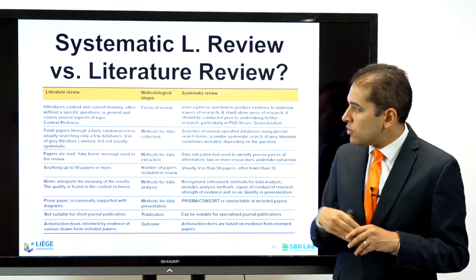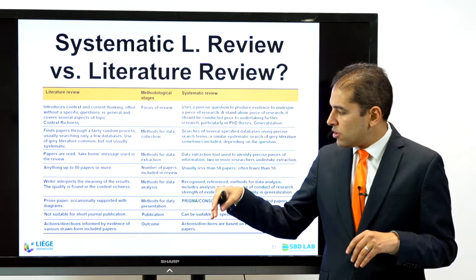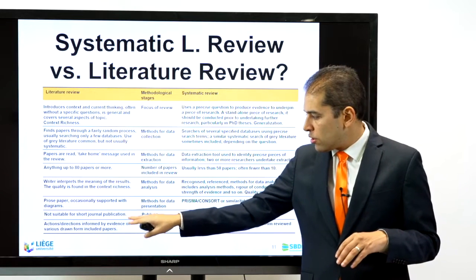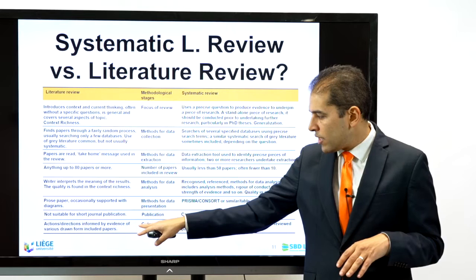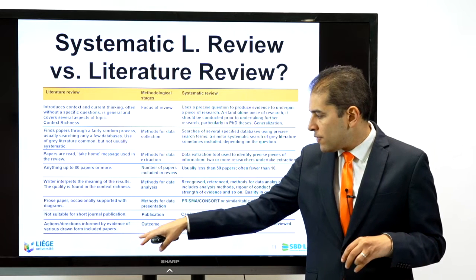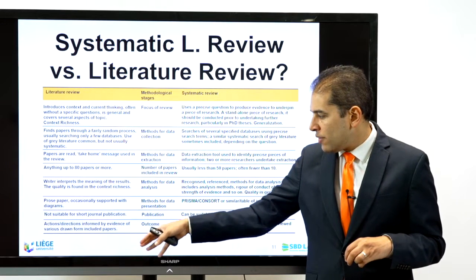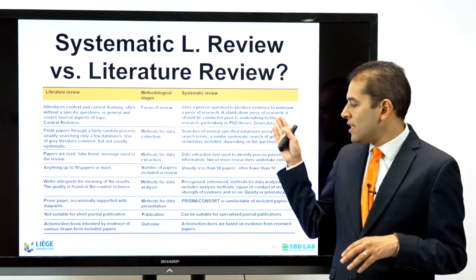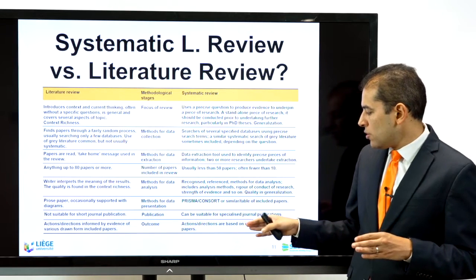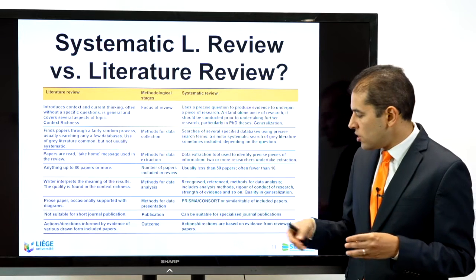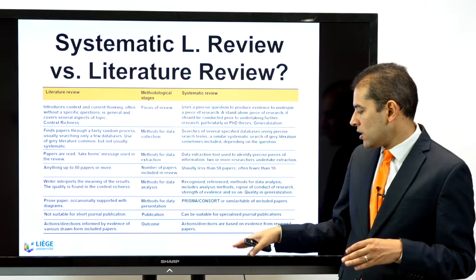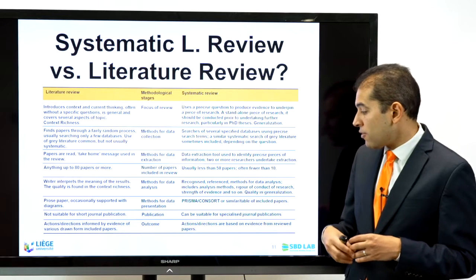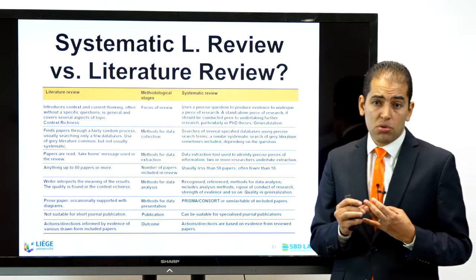Also, another difference is that the literature review is not suitable for short journal publications, and here we have actions or directions informed by the evidence from various sources included in the paper. However, a systematic literature review can be suitable for specialized journal publications, and here we are looking at actions and directions that are based on evidence from the reviewed papers. So this is also very important.